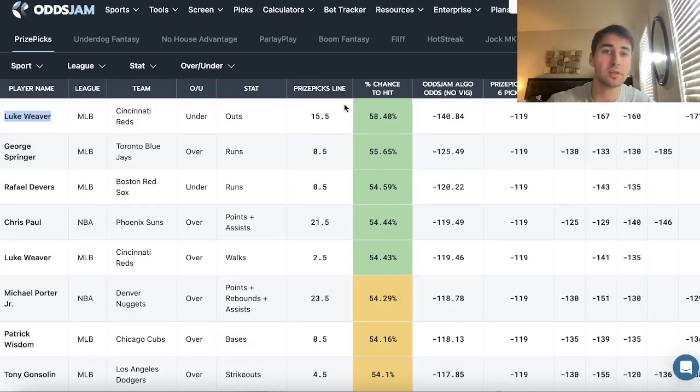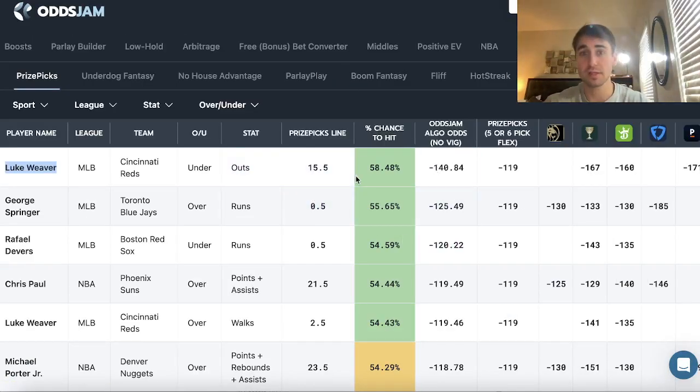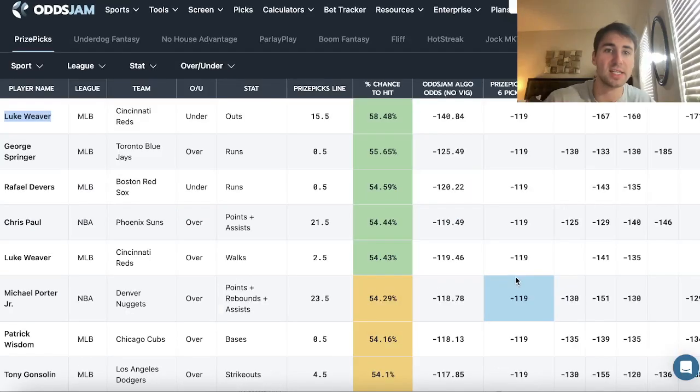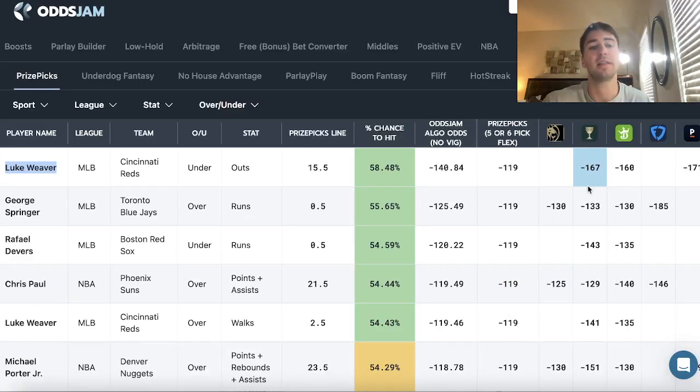The odds screen, the first screen we looked at, lets you compare when books are setting the lines at different levels, right? Like imagine if PrizePicks had his line at 14.5 or 13.5. You can't compare the odds because they're different bets, because the line's at a different level. Luke Weaver over 13.5 outs is a different bet than Luke Weaver over 14.5 outs, which is a different bet than Luke Weaver over 15.5 outs, right? So this tool, the fantasy screen, lets you compare when books are setting the line at the same level. So this play has a lot of value on PrizePicks.